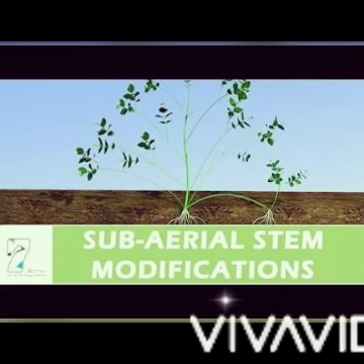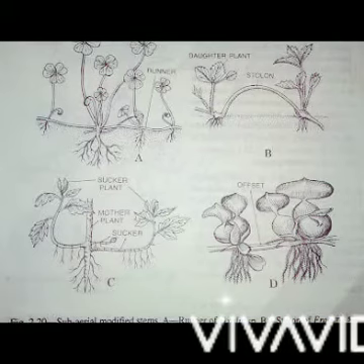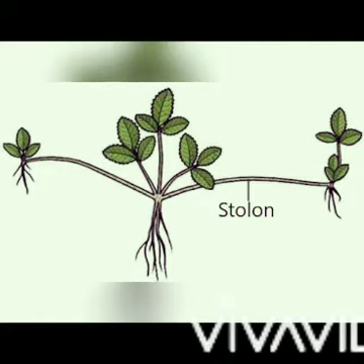Subaerial modification. First one is runner. Here, the stem grows laterally on the surface of the soil and breaks up to produce a new plant in the ground. Example, Centella. Secondly, stolon. Stolon is a slender branch of the stem that grows upwards and bends towards the ground to give rise to a new plant. Example, wild strawberry.